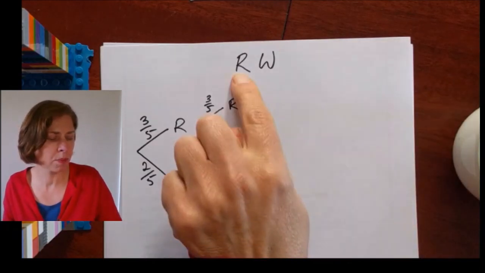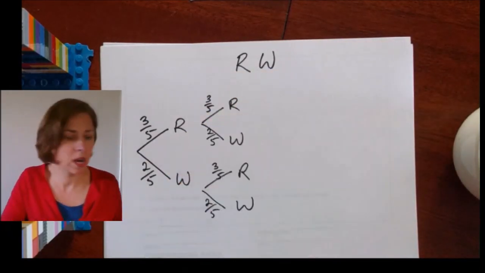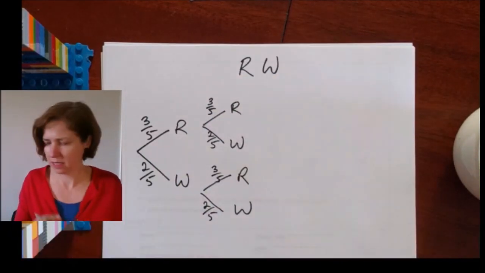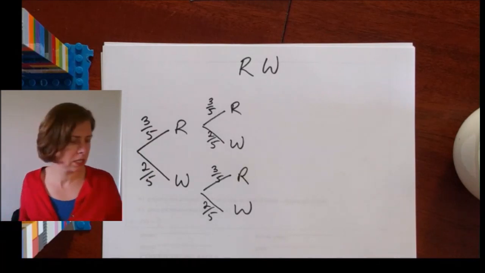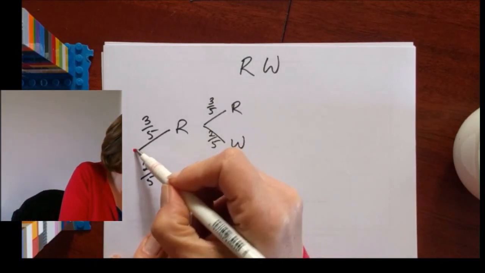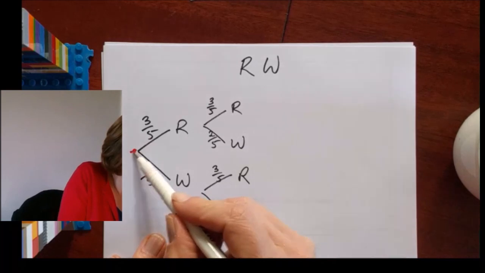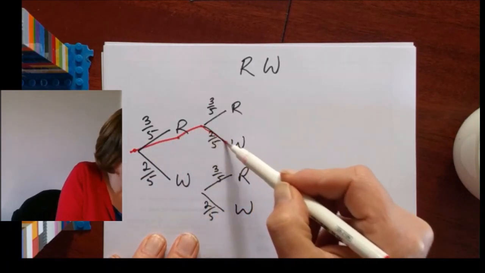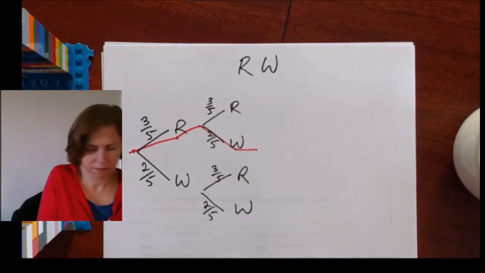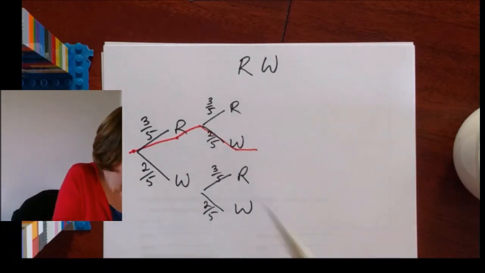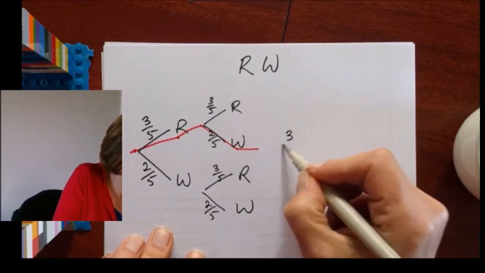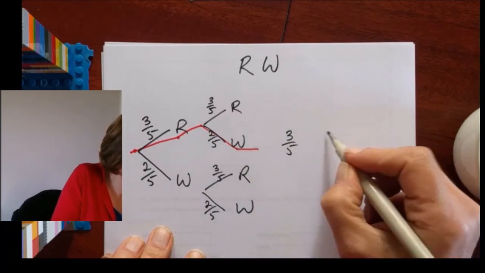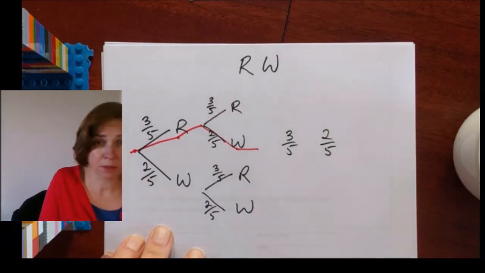I want to know the probability of getting red, then white. So I follow my tree. Let's do it in red to show it. I follow my tree from the starting point to the first step, which is red, and then along the branch to the second step, which is white. And what I have is 3/5 for the first step and 2/5 for the second step.